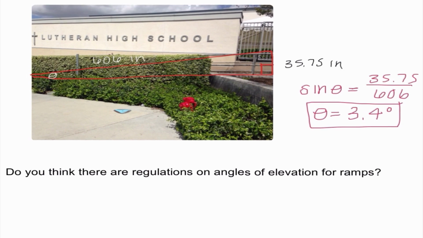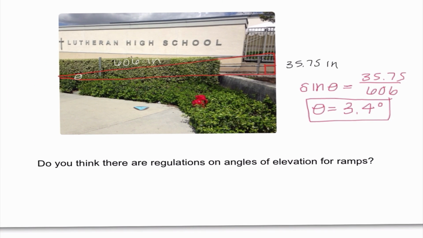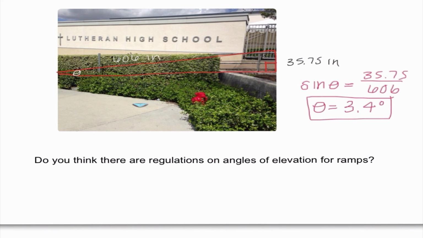Okay, which I think we would all admit is a pretty small angle of elevation. So my next question is, do you think there are regulations on angles of elevation for ramps? And the answer obviously is yes, because if this gets much bigger, that incline becomes too steep and people would either be falling down or wouldn't be able to make it up that particular ramp.